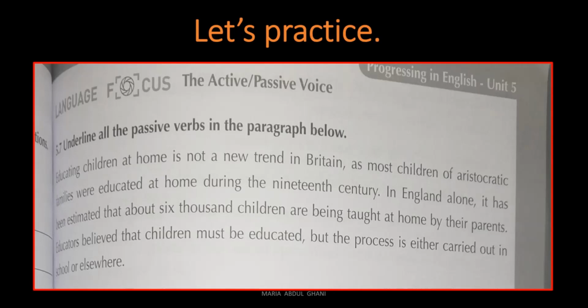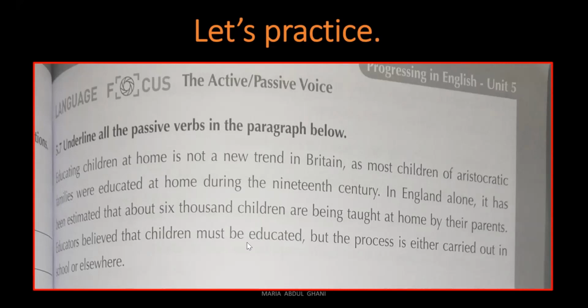As most children of aristocratic families were educated at home during the 19th century. Okay, in England, children of the aristocratic families were educated at home during the 19th century. And now you are aristocratic families because you are learning at home. So here in the 19th century, aristocratic means people of high importance. Their children learn at home. So you and your families are aristocratic because you are learning at home.